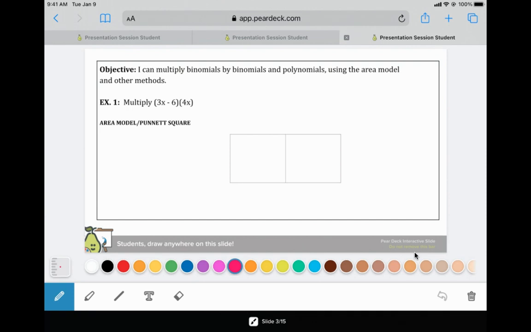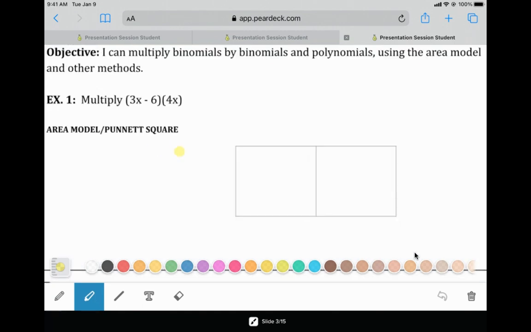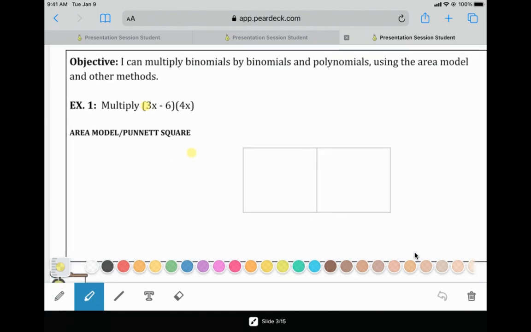It's just a box that we use. So a couple of things. When we multiply, we have two expressions. We have 3x minus 6, and the other one is 4x. So we're going to look at this.